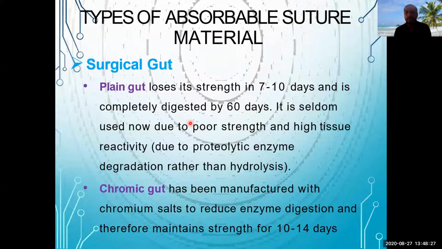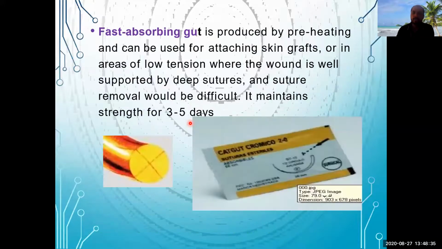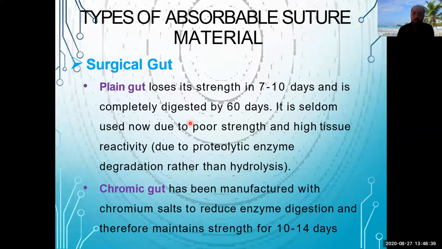So, what are the types of absorbable material? Catgut. Catgut, also plain gut and chromic catgut. Another one has been termed fast absorbing catgut. So, where is the difference? Plain gut loses its strength by 7 to 10 days and is completely digested by 60 days, within 2 months. In some tissues, you will find this digestion occurs much earlier.